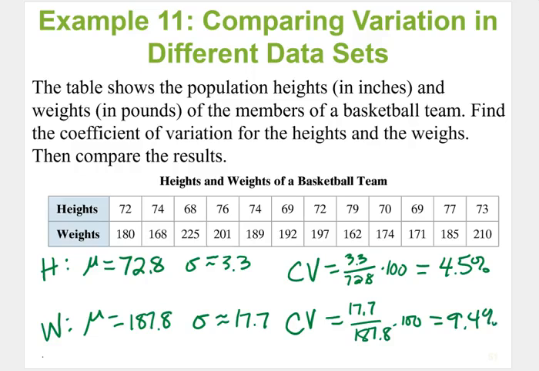Notice more spread out than their heights were, which also makes sense because people who are tall could have a heavier build, a more muscular build, a more slight build, especially in basketball. Depending on what position you play, you might be built differently. So it makes sense that their weights would be a bit more dispersed than their heights.